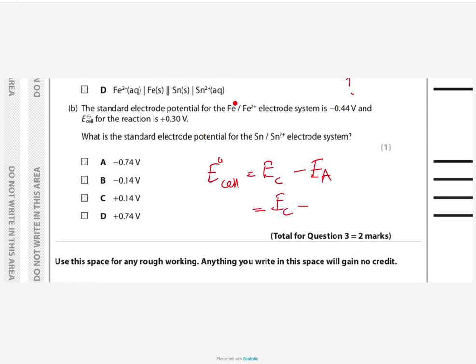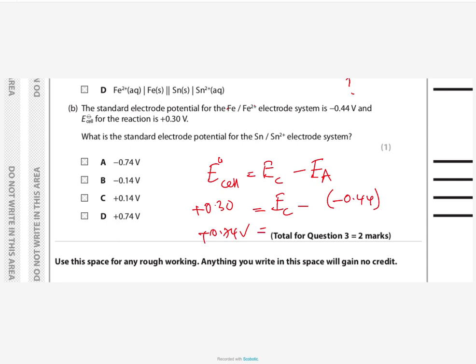Anode is where the oxidation occurs. Fe to Fe2+. Electrode potential is minus 0.44, and E cell is plus 0.30. So what is the E cathode then? 0.3 plus 0.44, get 0.74 volts, right?